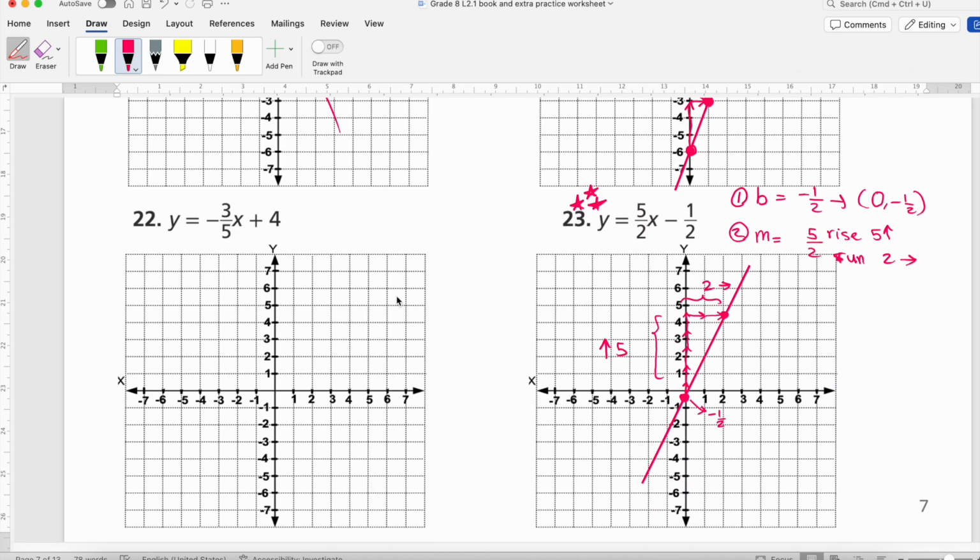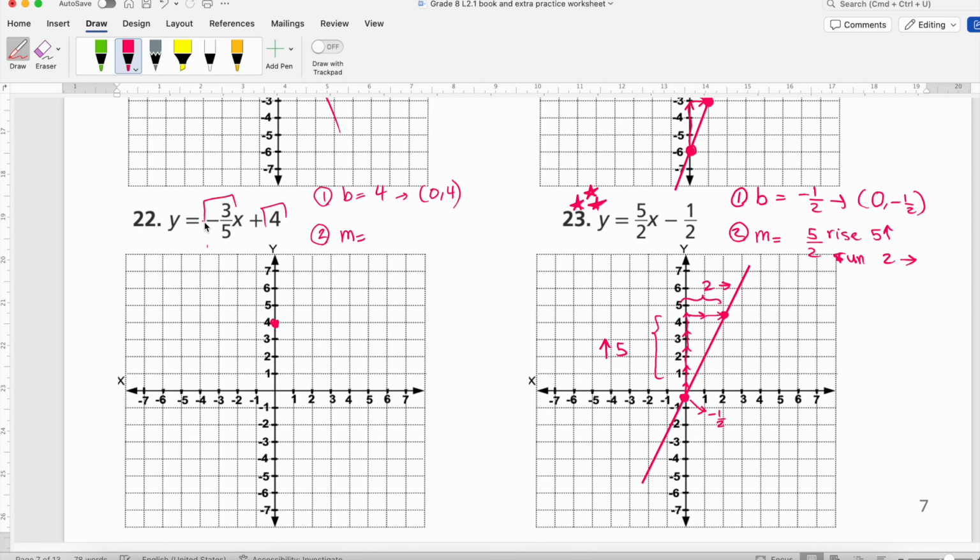Same here. Step number 1, find b. From my equation, it's 4. So my point is (0, 4). Locate it. Now from this point, I have to rise and run. What is m in the equation?